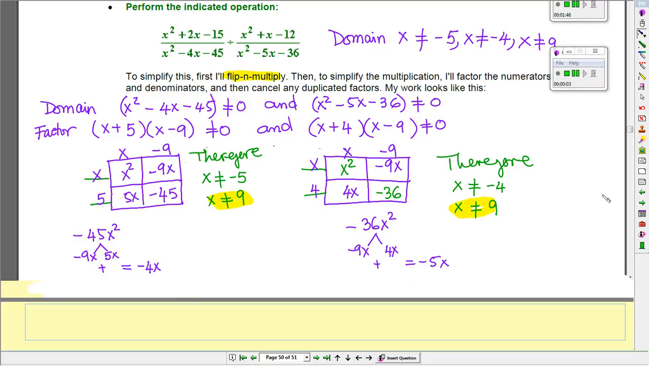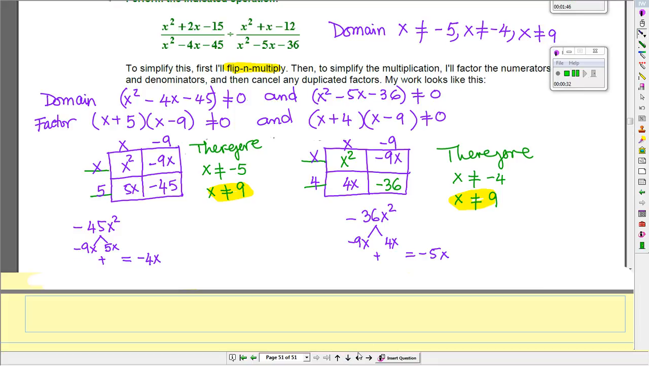In this video, we are going to continue to divide two rational expressions. In the last video, we factored the denominator and found our domain. So now we are going to begin to divide the two rational expressions.